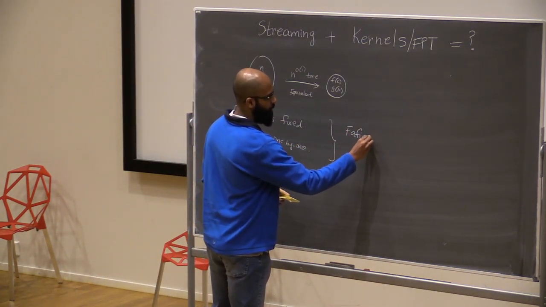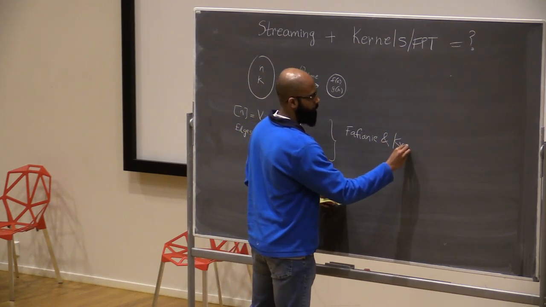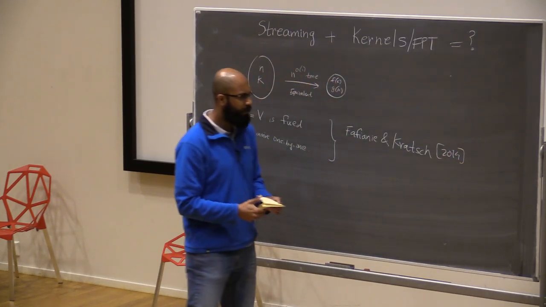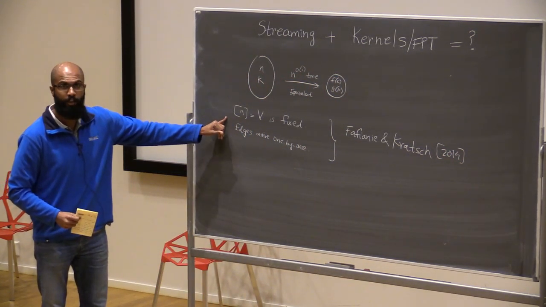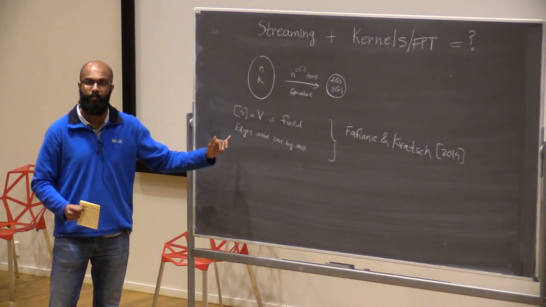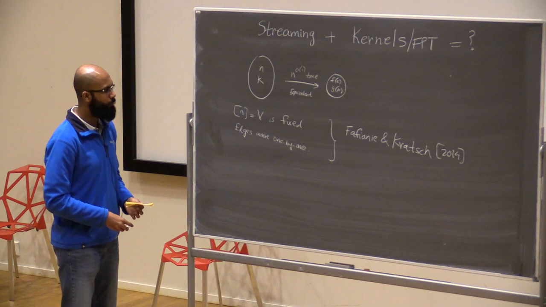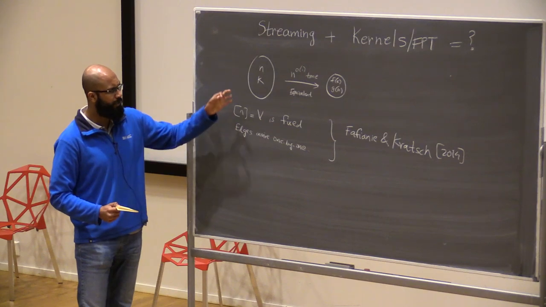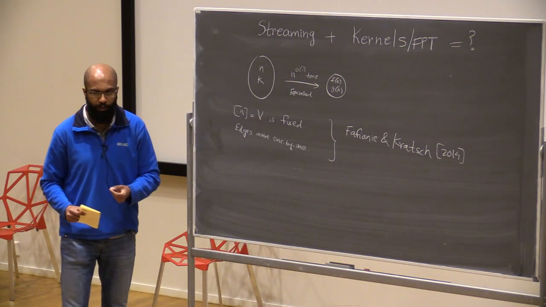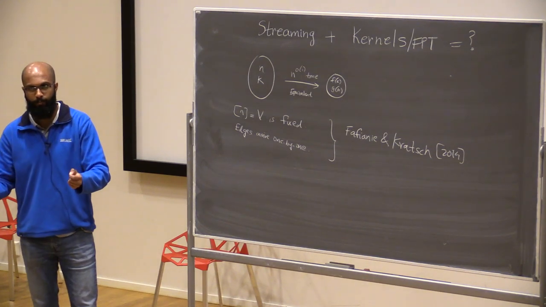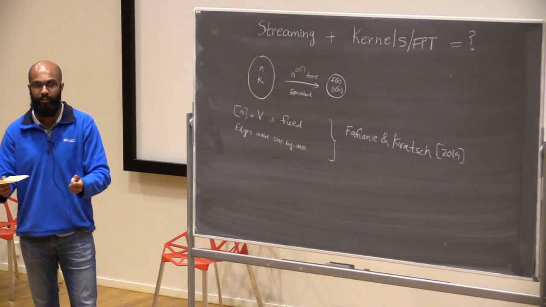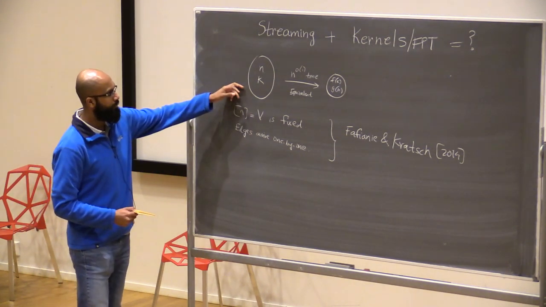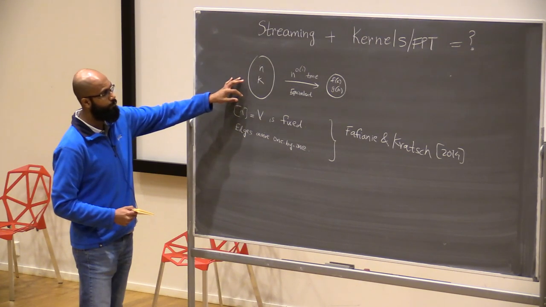Fafianne and Cruz in 2014 formally asked this question, saying, if you have this streaming model, which kernels can you implement in this streaming model? Okay. So if we can implement some known kernels in the streaming model, then we only see parts of the input, and we just create the kernel as we see the input. We don't even store the input, right? So it seems ideal, but it is a more restrictive model than what we have here.